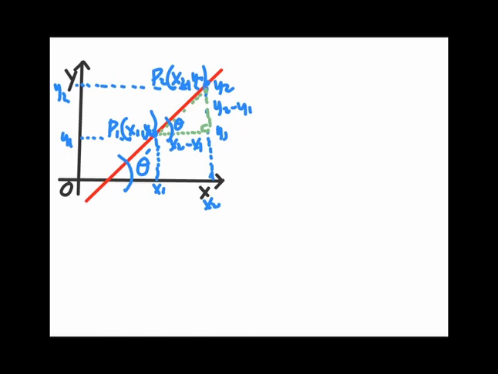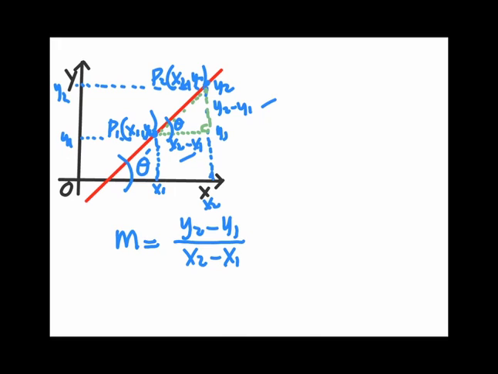Now, technically, the slope of a line is defined as the change in the y values with respect to the change in the x values. That is, m is equal to y2 minus y1 over x2 minus x1. By this definition, referring to this imaginary right triangle, we call y2 minus y1 all over x2 minus x1, of course, tangent theta. Okay?